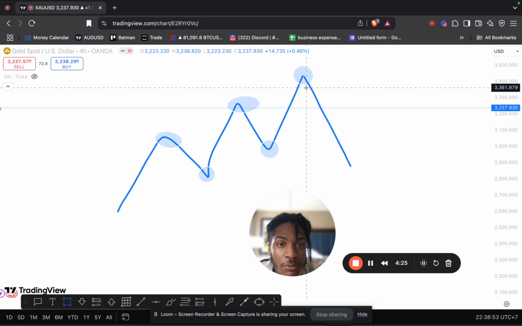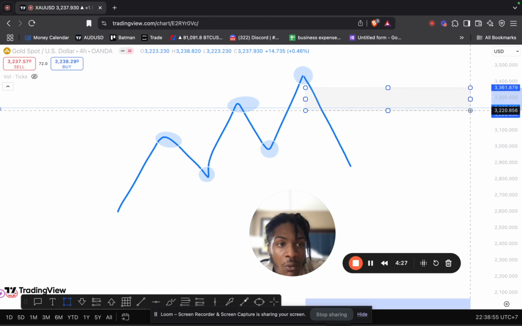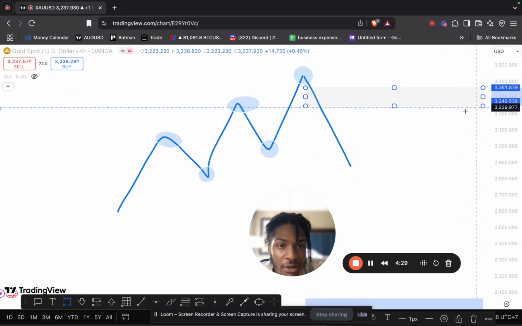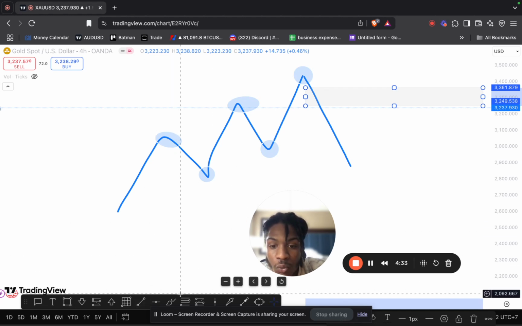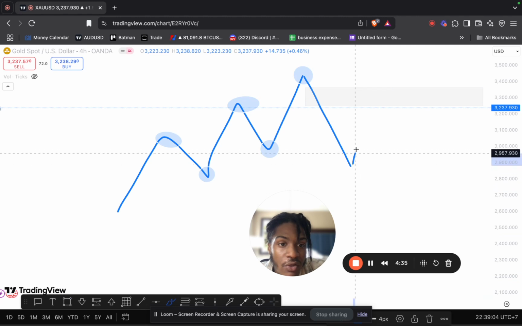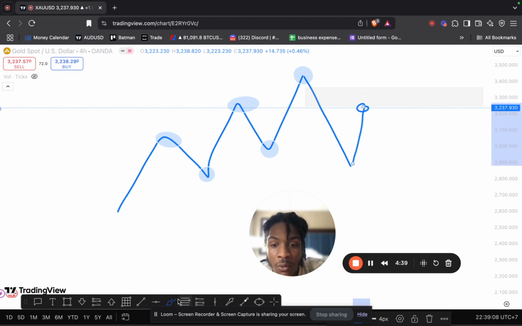I only trade 2 setups: fair value gaps and order blocks. I would most likely find a fair value gap here, which would be my supply zone, and I would wait for price to come back to my supply zone and give me an entry here, and I would take my risk to reward tool and I would enter.